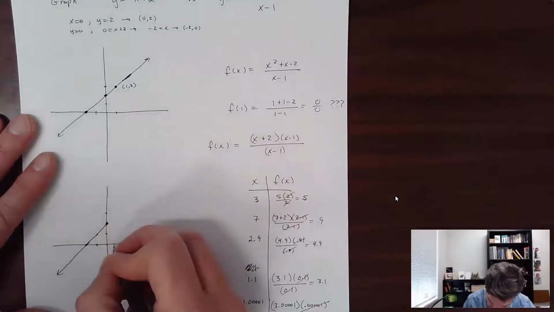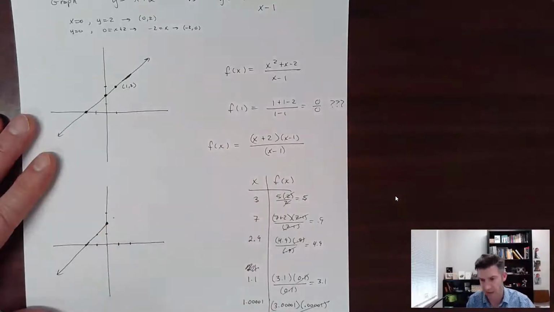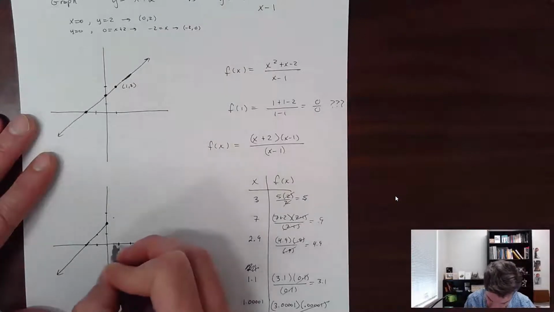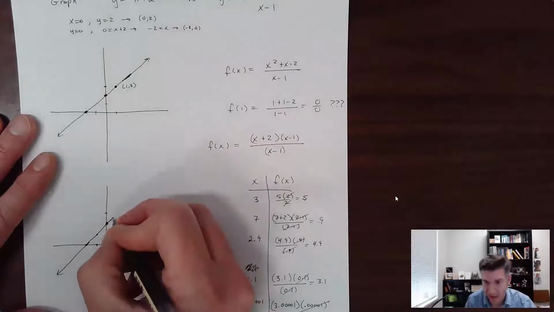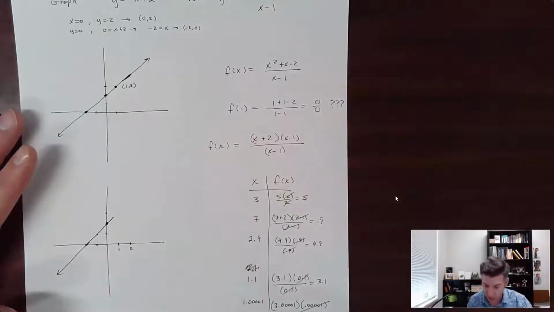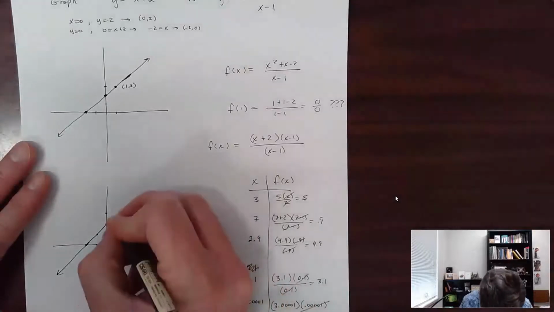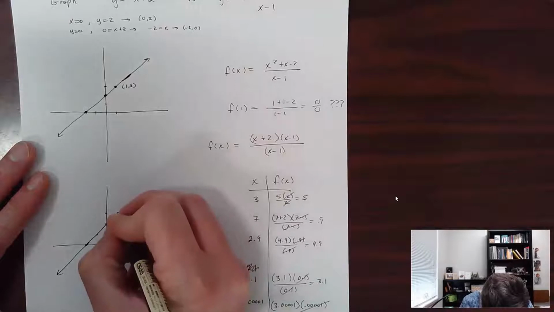If I plug in 1.5, I get 3.5. Sorry, my brain is like, if I plug in 0.5, I get 2.5. Plug in 0.9, I get 2.9. So I can pick values that are super duper close to 1. So everything except at 1, I'm going to get this thing to be defined. But at 1 itself, we're going to have a hole.